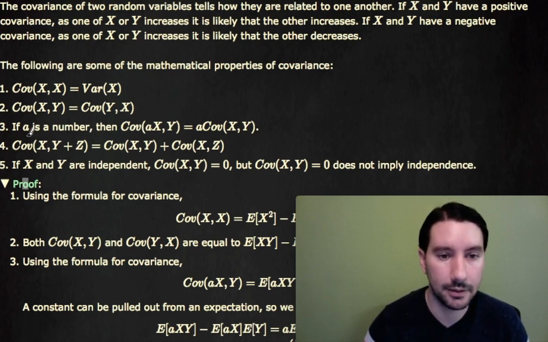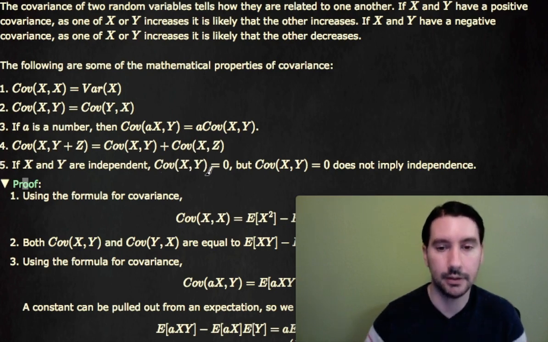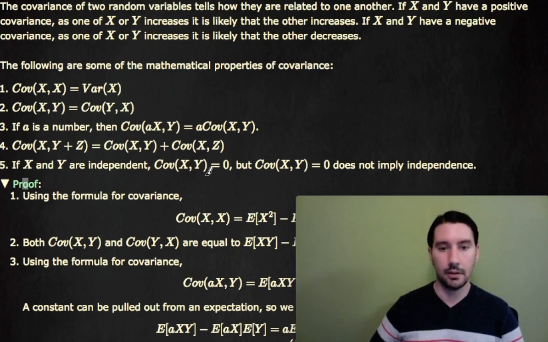And the covariance can be broken up over sums. So if we want the covariance of x and y plus z, that's the covariance of x and y plus the covariance of x and z. And finally, if x and y are independent, then their covariance is 0, because if one goes up or down, that doesn't tell you any information about the other one, since they're independent random variables, so it doesn't tell you if the other one's going to go up or down.